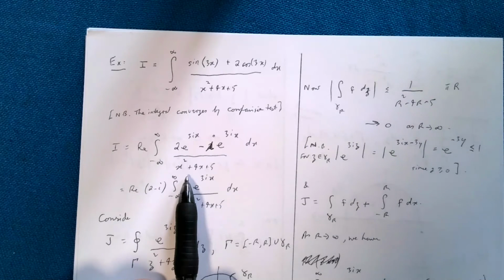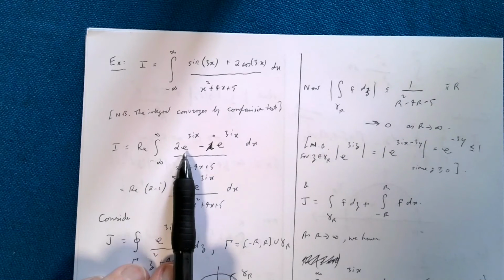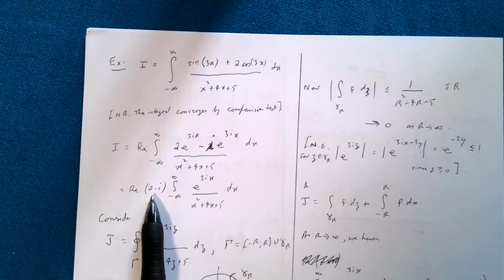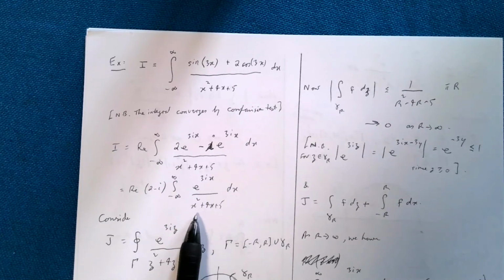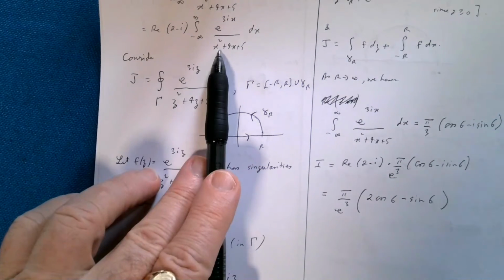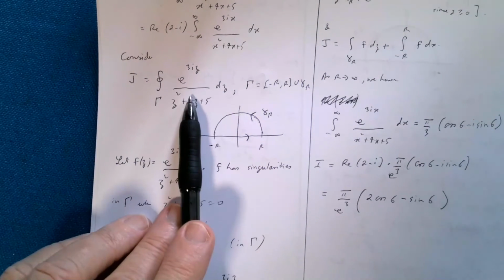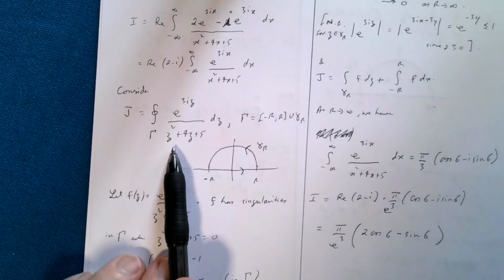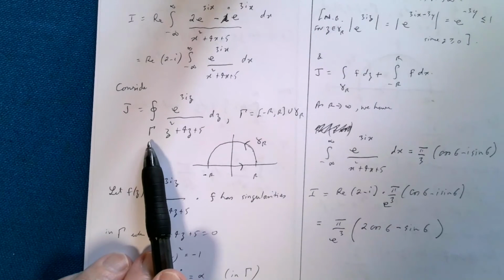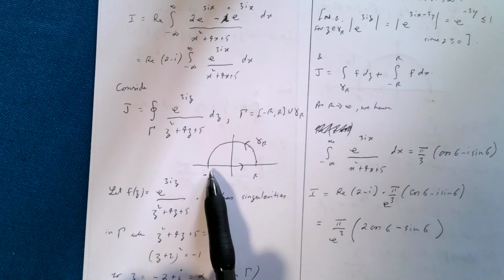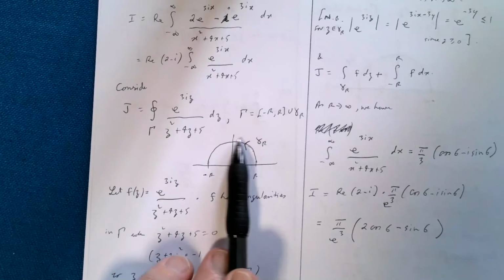And then I can factor out an e to the 3ix here, and so I just get the real part of 2 minus i times this integral. So this is the integral we're interested in, and so once again we're going to consider J, take this integral, replace x with z, and then take a contour integral around capital Gamma. It's the same contour as before. You go along here and then back around here.